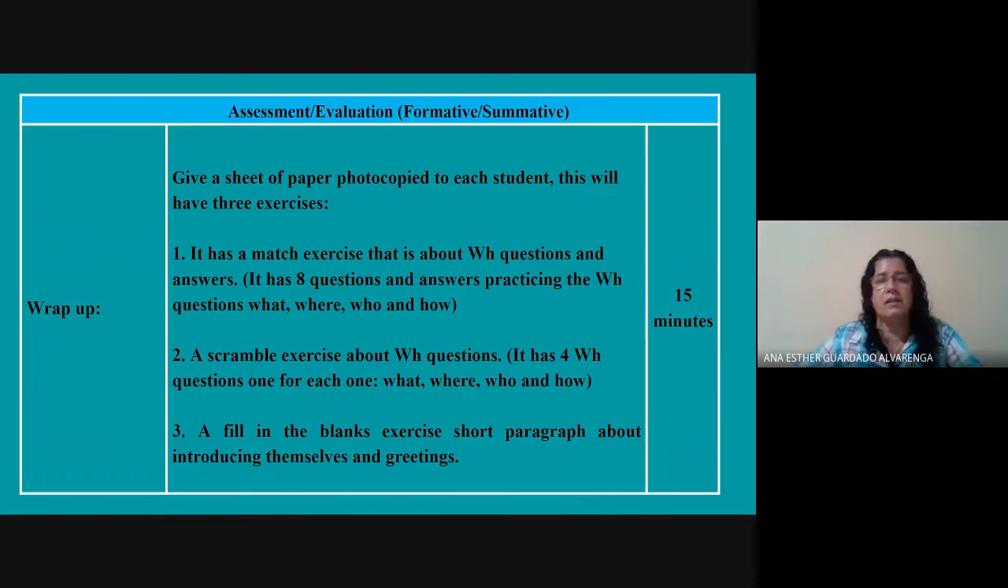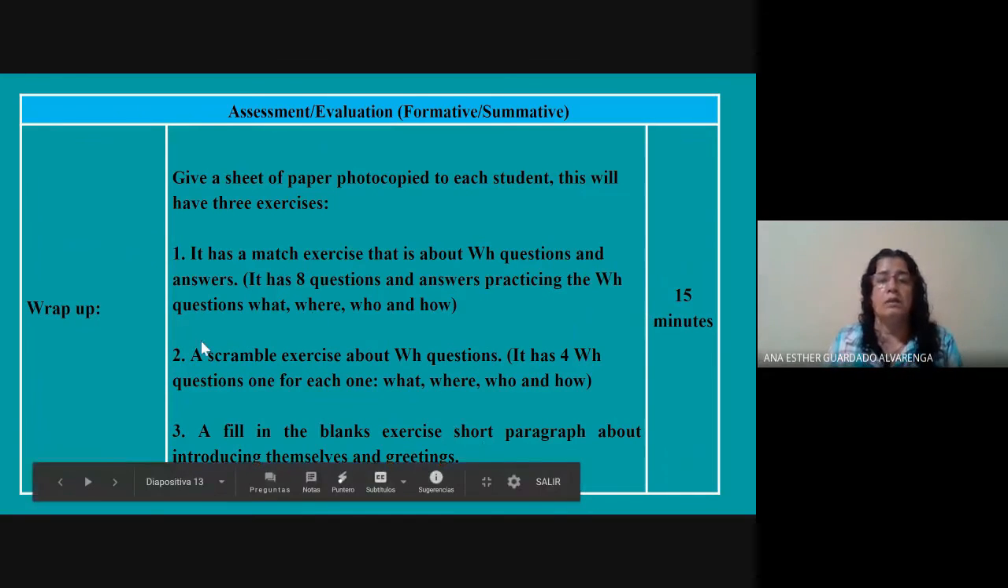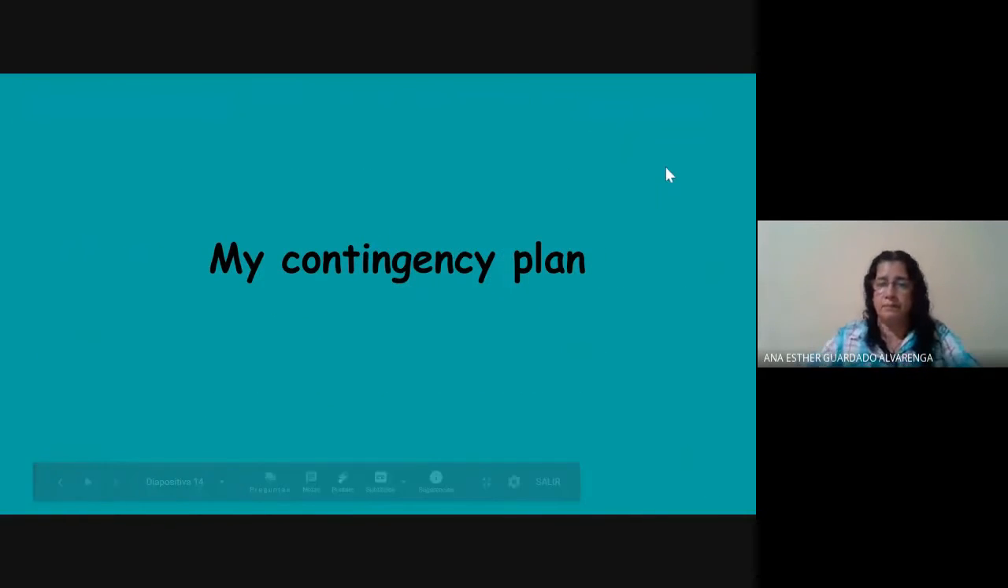And this part is going to help the teacher to see if she gets her objectives, and then she's going to make a feedback according to what she sees in the answers that the students have in the 3 exercises. Well, this is my lesson plan, but now I'm going to show you my contingency plan.